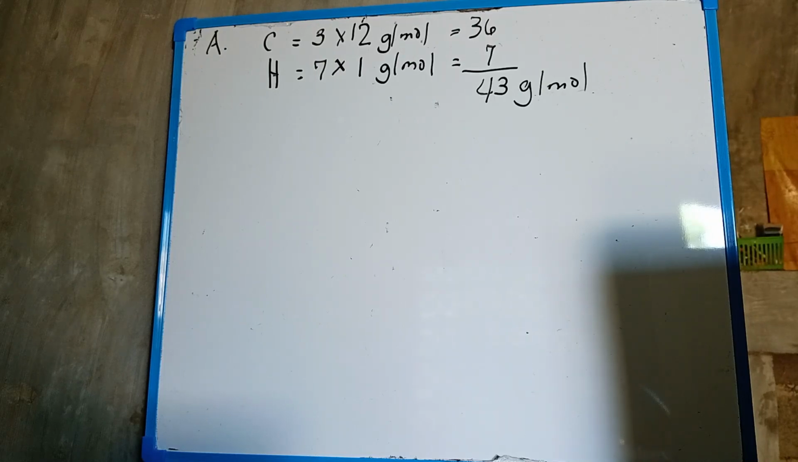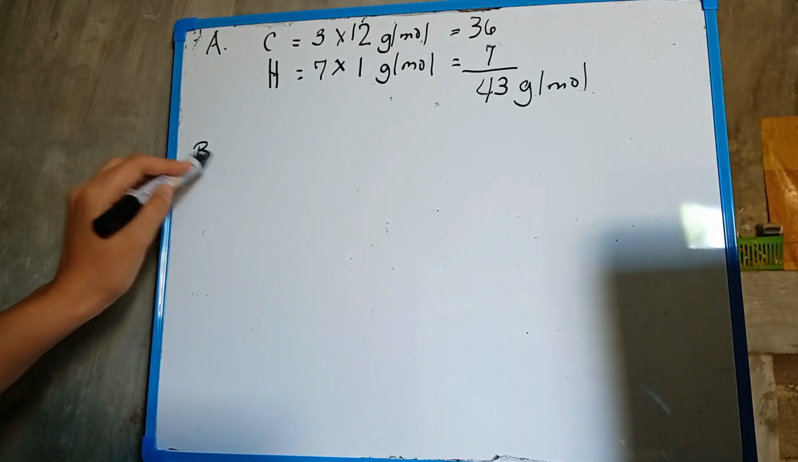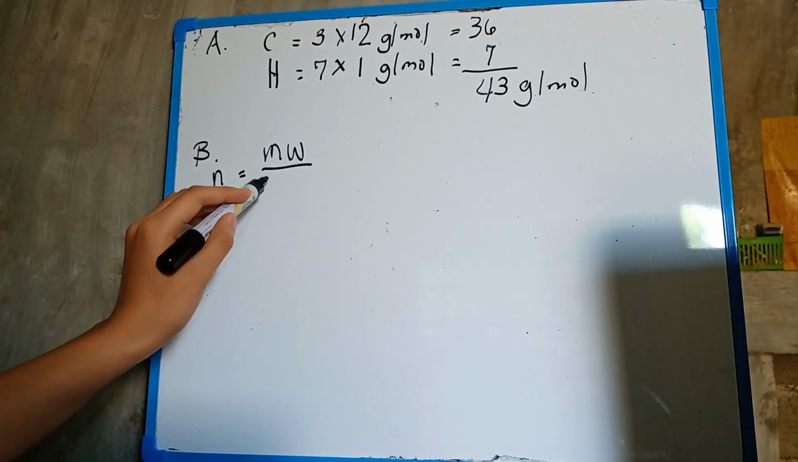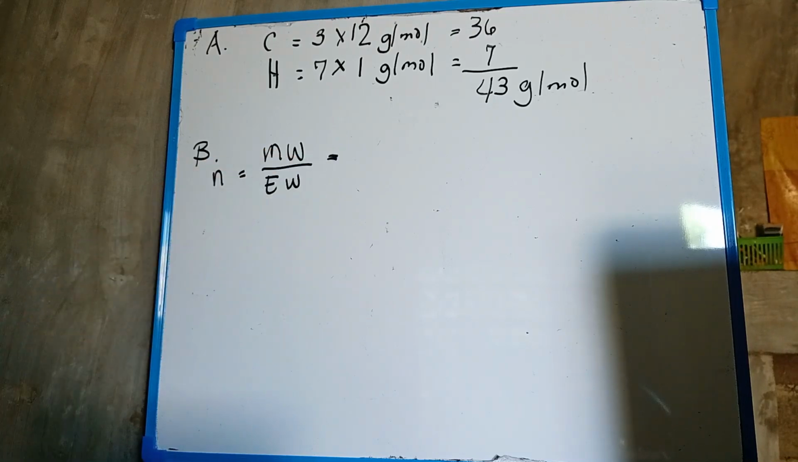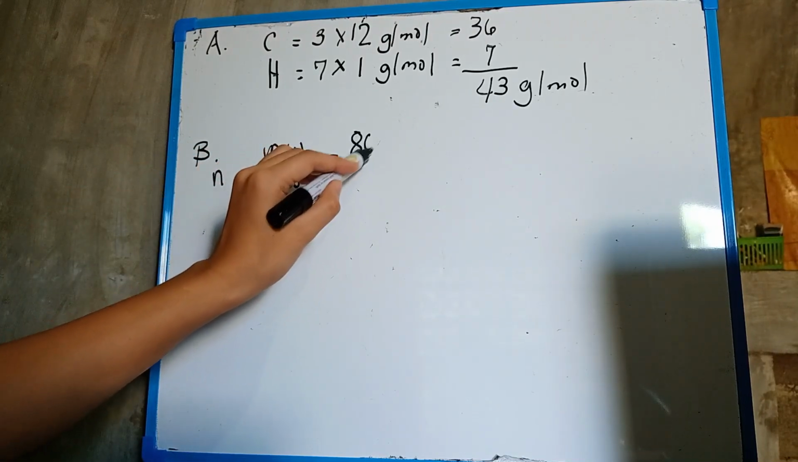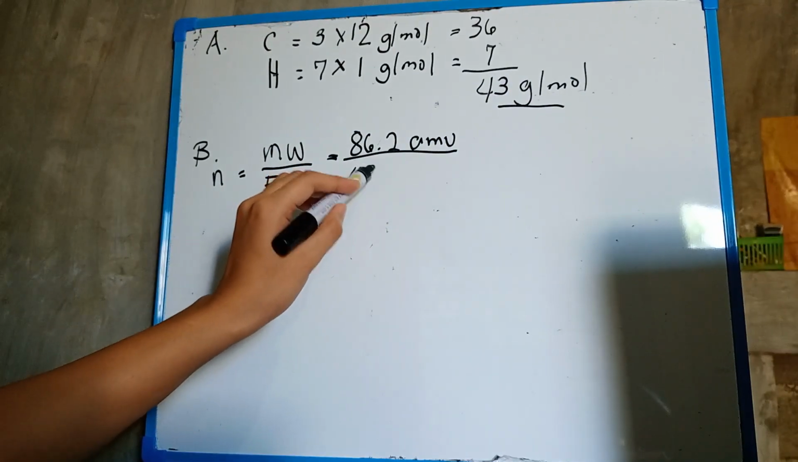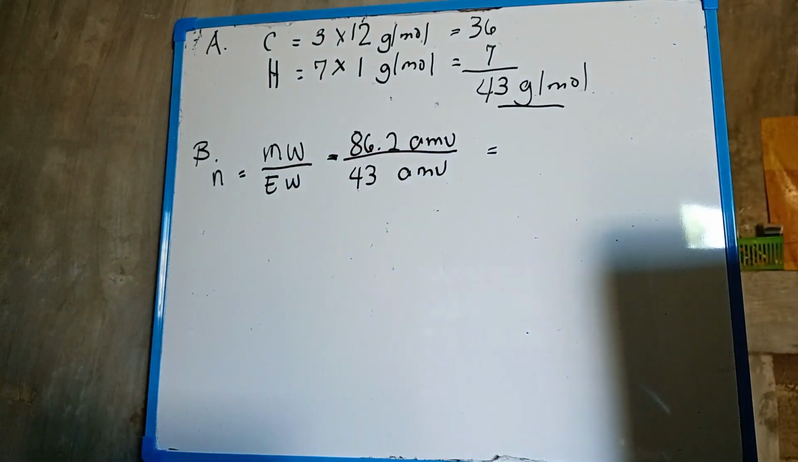We can now proceed to get the ratio between the empirical and the molecular. So, MW over N is equal to MW over EW. MW is 86.2 AMU over the molar mass, 43 AMU. All you have to do is divide, class. The 86.2 is already given in the question. So 86.2 divided by 43 is equal to 2. We can now get our molecular formula.